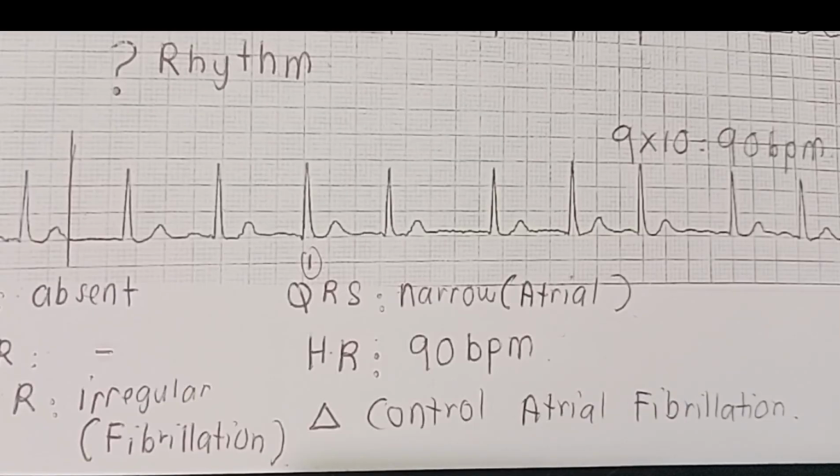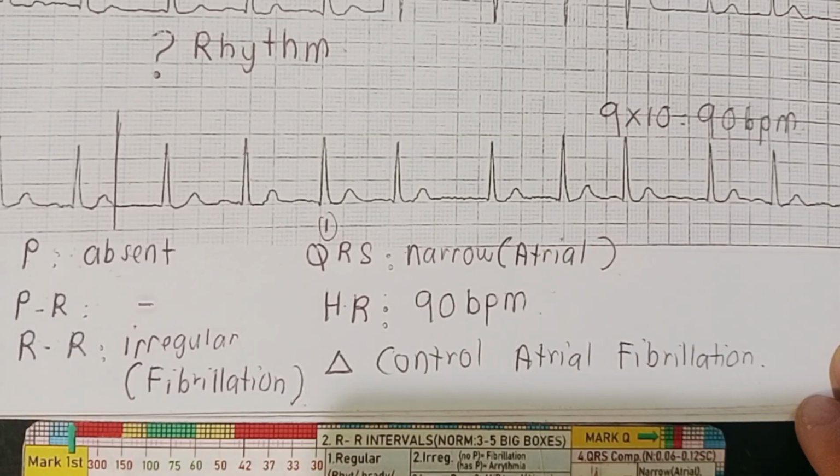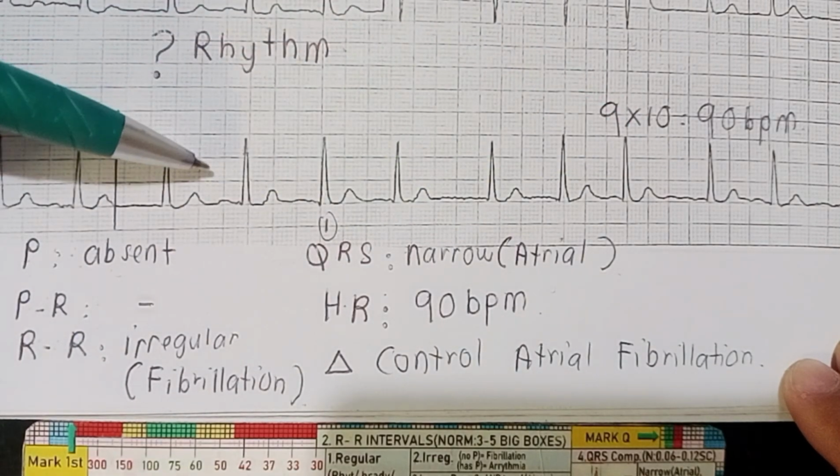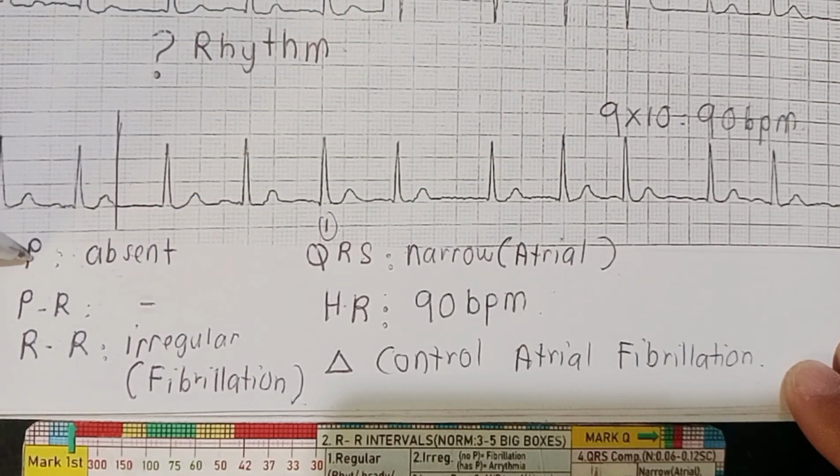So this is all about key waves and keywords. This is how I use key words and key waves in rhythm interpretation. So look at the P here. There is no normal P appearing in this rhythm. So what we need to write for P is absent. When the P is absent, there is no PR interval.